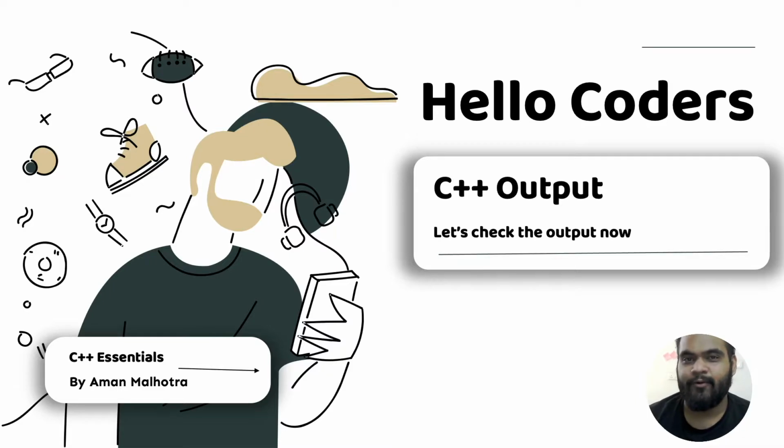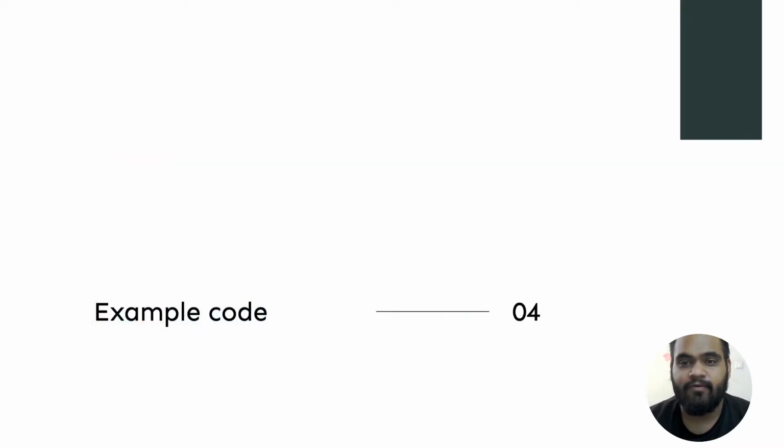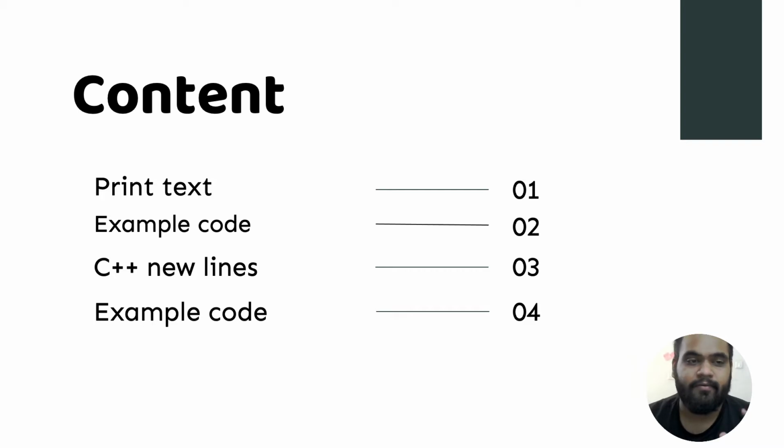Hello and welcome back everyone into this third video of the Essential series. In this video we're going to talk about C++ output. How do you get an output in C++ and what exactly an output means? Okay, so I'm going to talk about only and only output in this video. So let's get started. Before I actually move forward, let's see the contents of this entire video.